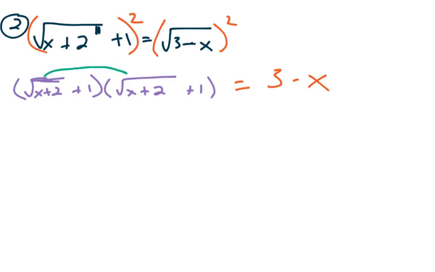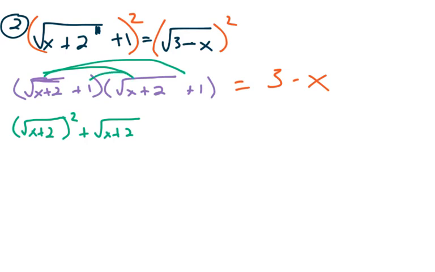So the first term, the square root of x plus 2 times the square root of x plus 2, gives me the square root of x plus 2 squared. The square root of x plus 2 times 1 is just the square root of x plus 2. The inners, same thing, plus the square root of x plus 2, plus, and then our last 1 times 1 is 1. Whoops, that's not supposed to be a t, that's a 1. Equals 3 minus x.